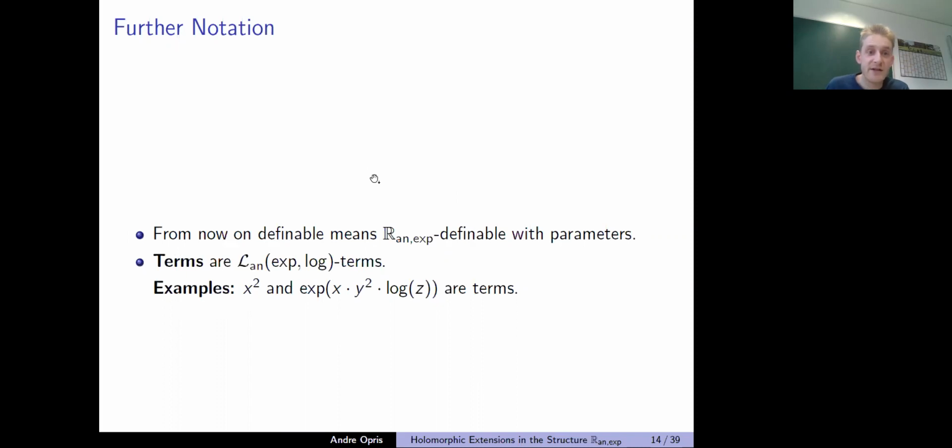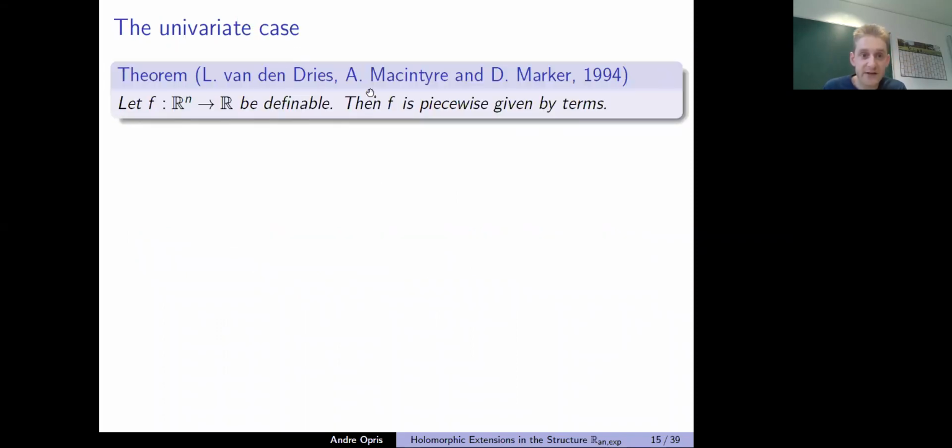Since there is a very deep model theoretical result of van den Dries, Macintyre, and Marker from the year 1994, which appeared in the Annals of Mathematics, which states the following. So which gives us a precise statement how such definable functions look like. And it states that if you have a definable function, then this definable function is piecewise given by terms. So you can decompose this domain here into finitely many definable cells. And on each of these cells, we have that f is given by such a term, as I explained above.